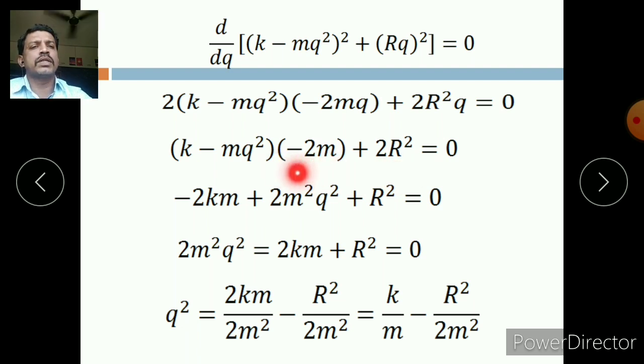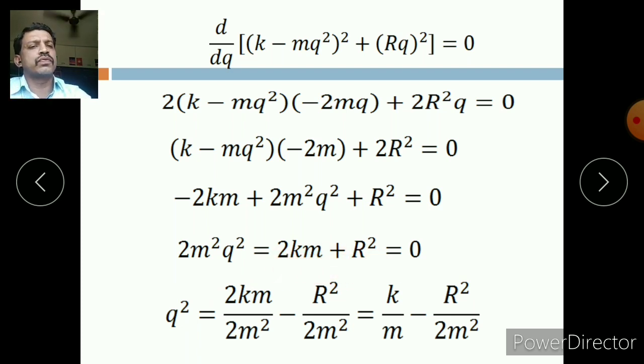Now we multiply this minus 2m to the bracket. Minus 2m into k is minus 2km, minus minus plus, so it is plus 2m²q² plus r² equals 0. Again we rearrange the terms. If we change minus 2km to the other side, and r² to the other side, then you will get 2m²q² equals 2km minus r².